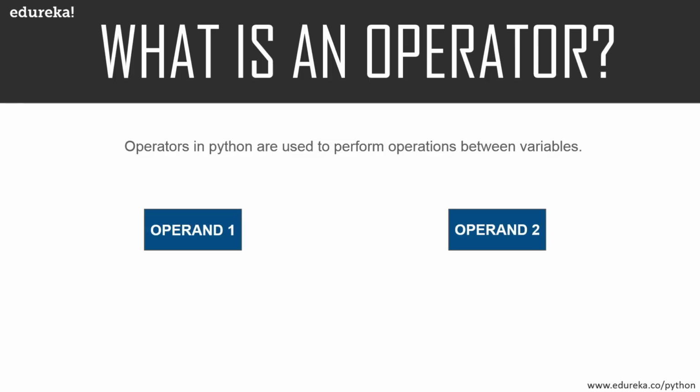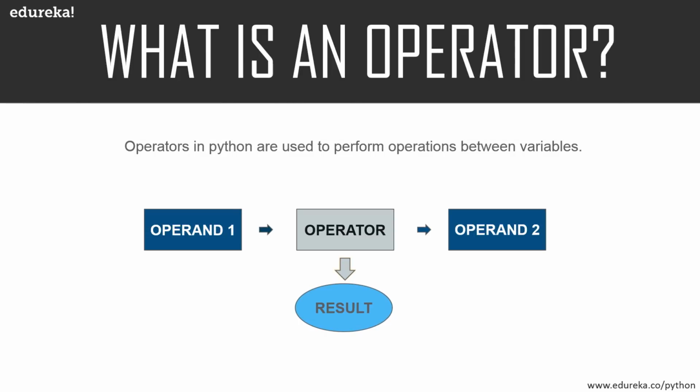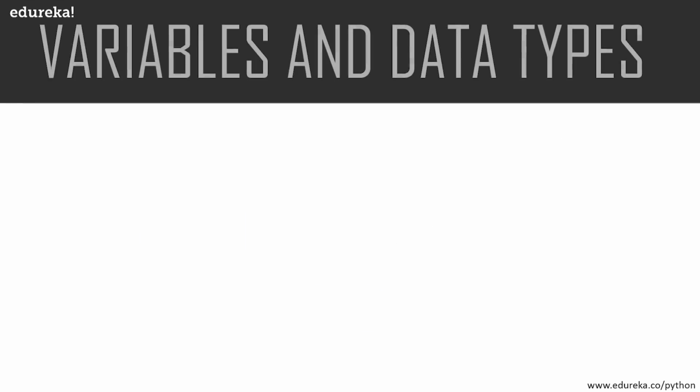Let's take an example here. We have two operands, operand 1 and operand 2. When I add an operator between them, we get the result according to the type of operator that we are using here. Before moving on to the types of operators that we have in Python, let's briefly discuss variables and data types in Python. The purpose of discussing variables and data types is to get an idea of what exactly they are, because while explaining the different types of operators, we are going to use these variables and data types as well.